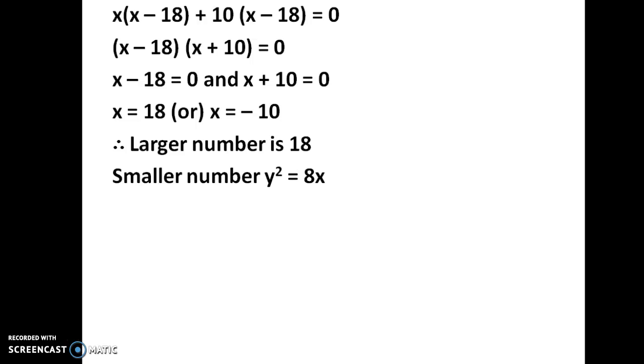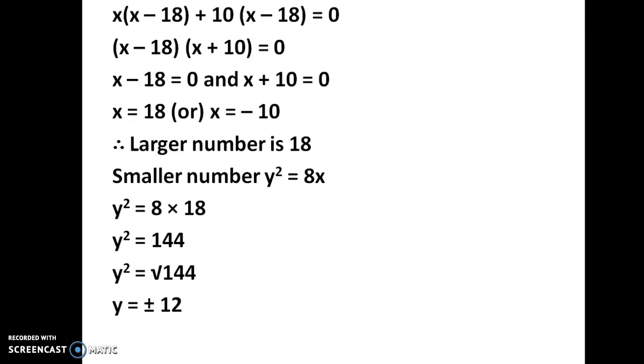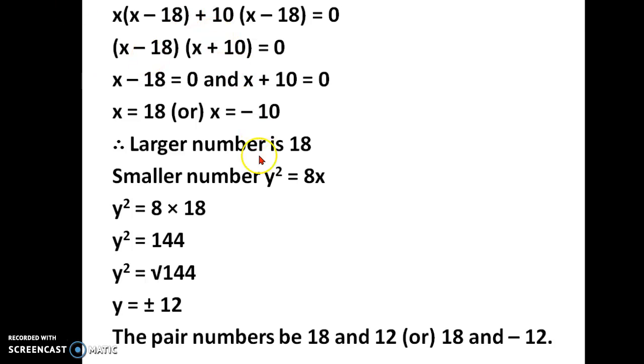That is 8x, no? So if you substitute the x value we got, 18, no? So 8 into 18, y square is 144. So we want y, so take the square root. The square root of 144 is 12. So it should be plus or minus 12. It can be either positive or negative, so that we should write there. The pair of numbers can be 18 and 12 or 18 and minus 12. So it can be anything.